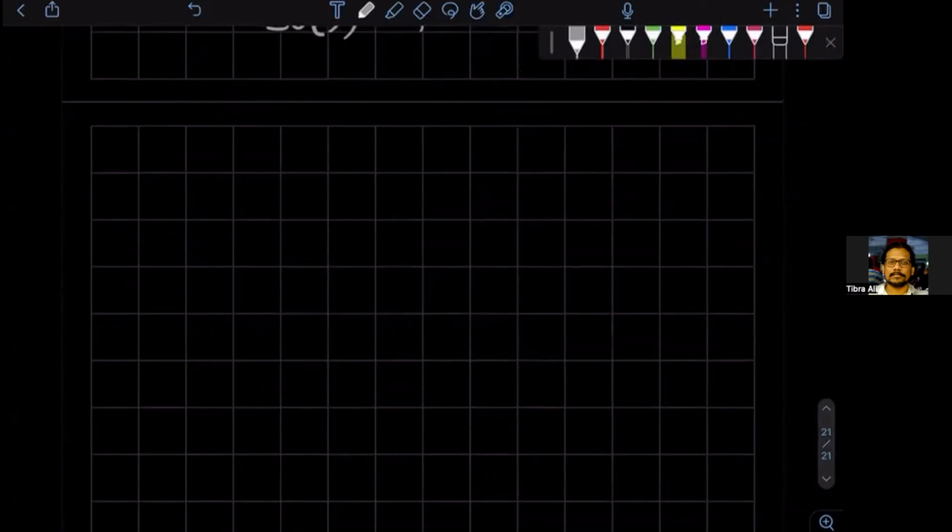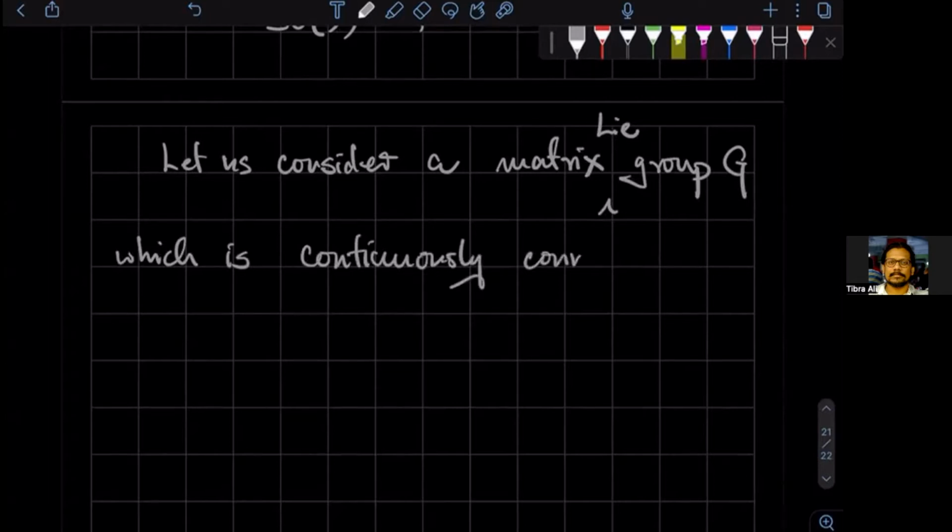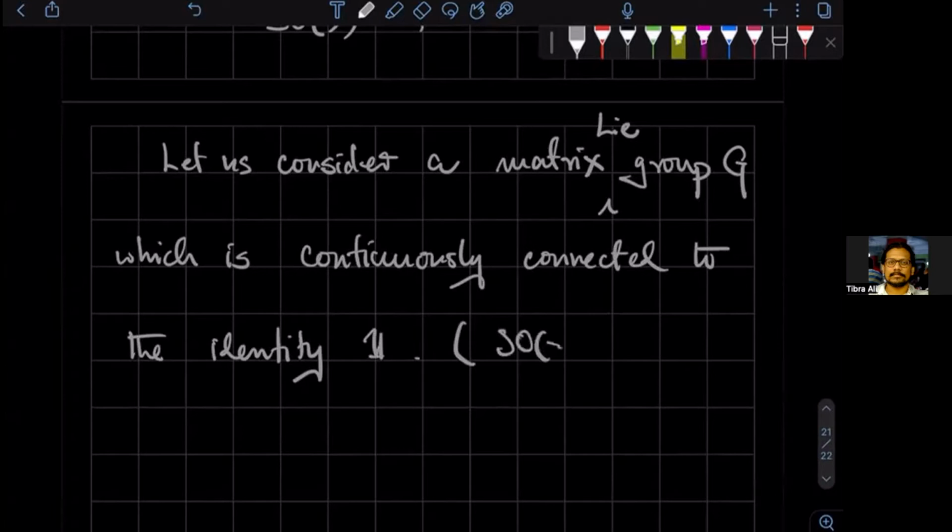Okay, let us consider a matrix group, say G. Let us consider a matrix Lie group G, which is continuously connected to the identity. So for example, SO(3), rather than O(3).